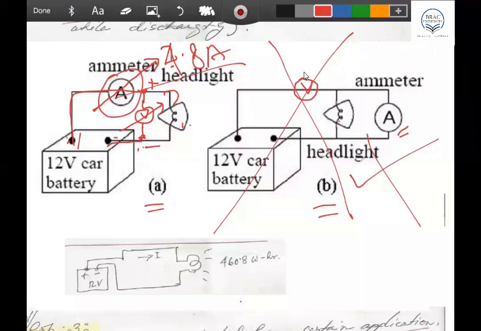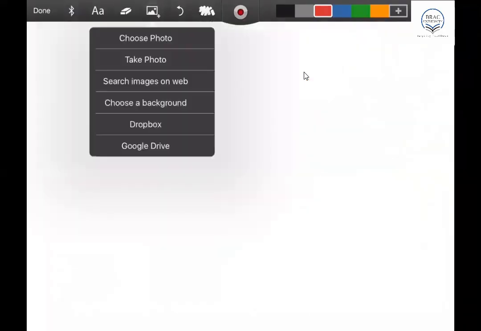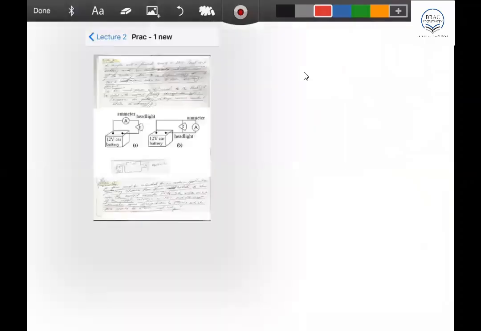Good. So this is the way we can measure the voltage and current, and then we can get this value from the car if you drive. When you drive the car and measure at that time, you could get it. And now the time is over.